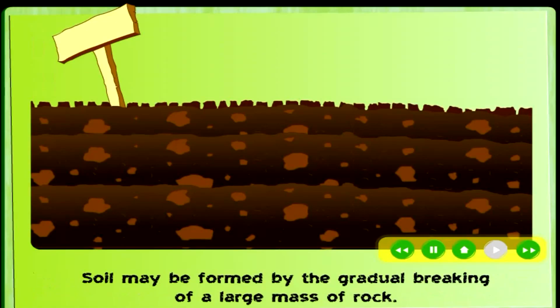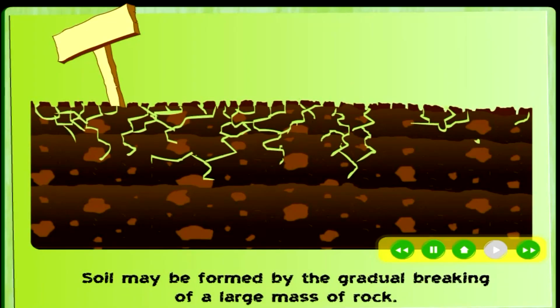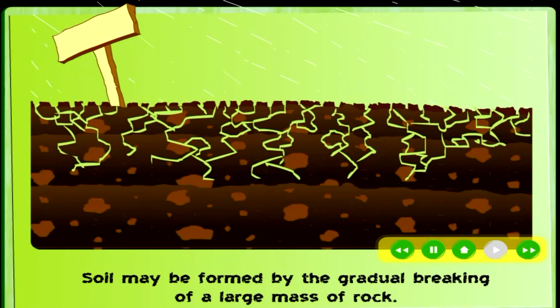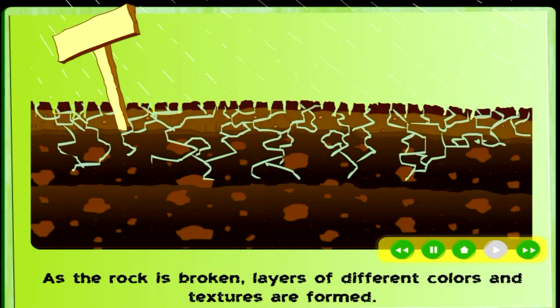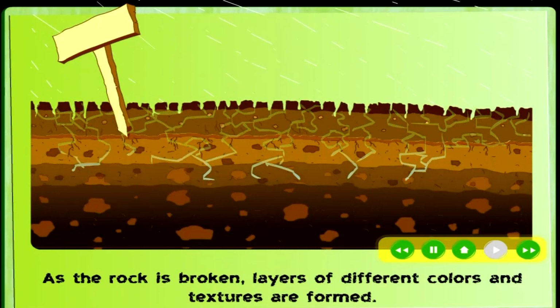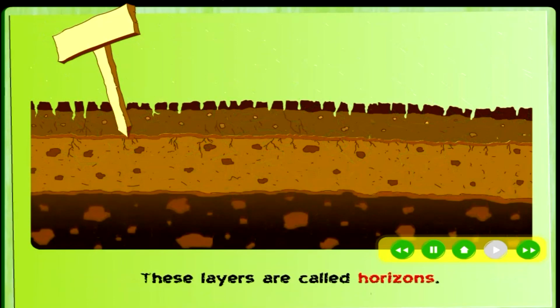Soil may be formed by the gradual breaking of a large mass of rock. As the rock is broken, layers of different colors and textures are formed. These layers are called horizons.